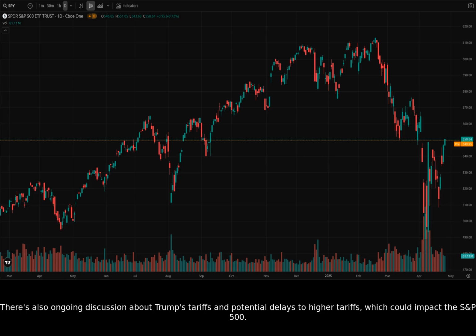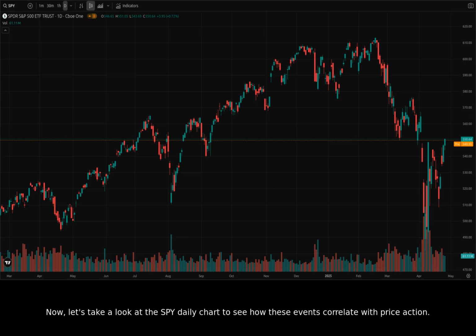There's also ongoing discussion about Trump's tariffs and potential delays to higher tariffs, which could impact the S&P 500. Now, let's take a look at the SPY daily chart to see how these events correlate with price action.